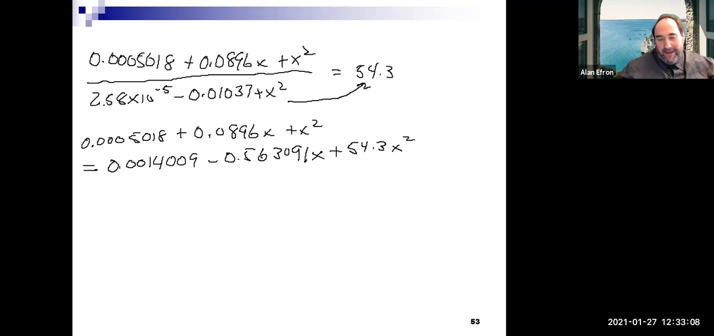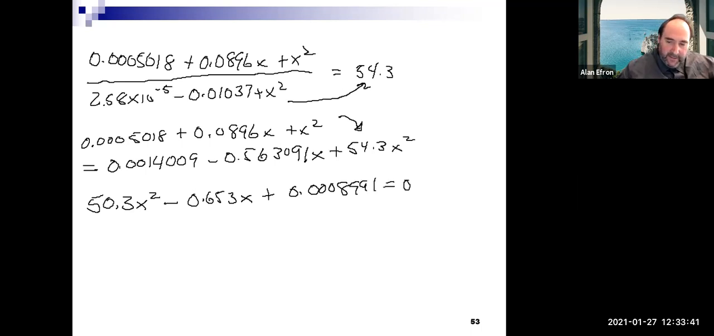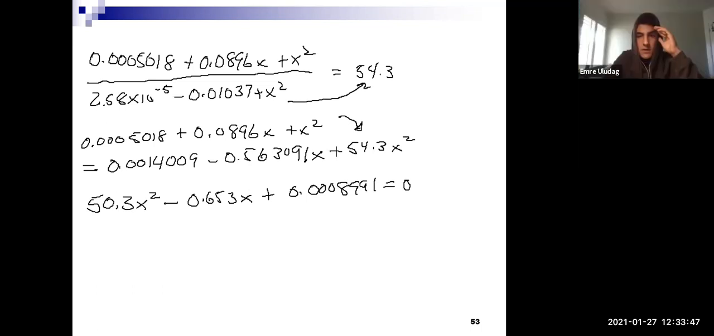If you're still on this problem at this point, then if you go to the next one, we're going to bring everybody to the right-hand side just to keep our x squared positive. You don't necessarily have to do it that way, but I'm going to bring everybody on my left-hand side to my right-hand side. If you combine it, you will end up with 50.3x squared minus 0.653x plus 0.0008991. Again, you might get a slightly different answer depending on rounding. And that would be our quadratic formula.